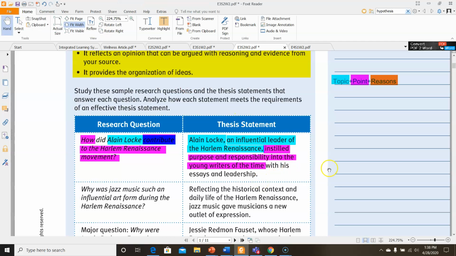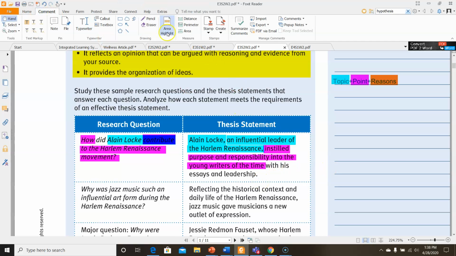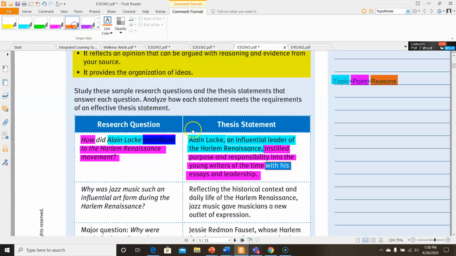And now the how is with his essays in leadership. So he used his essays in leadership in order to instill purpose and responsibility into the Harlem Renaissance, and to young writers of the Harlem Renaissance. So I'm going to make this red because these are my reasons, my two things I'm going to be talking about.